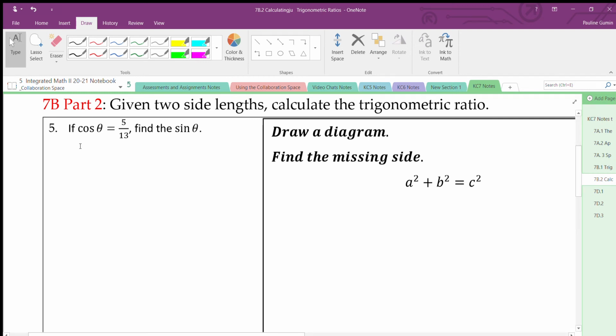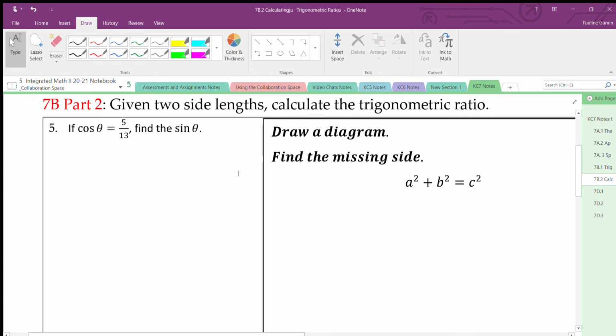Hello, hello, and welcome to a little video about calculating trigonometric ratios when we're given some side lengths. So let's take a look at this first problem. It says if cosine of theta is 5/13, find sine of theta.